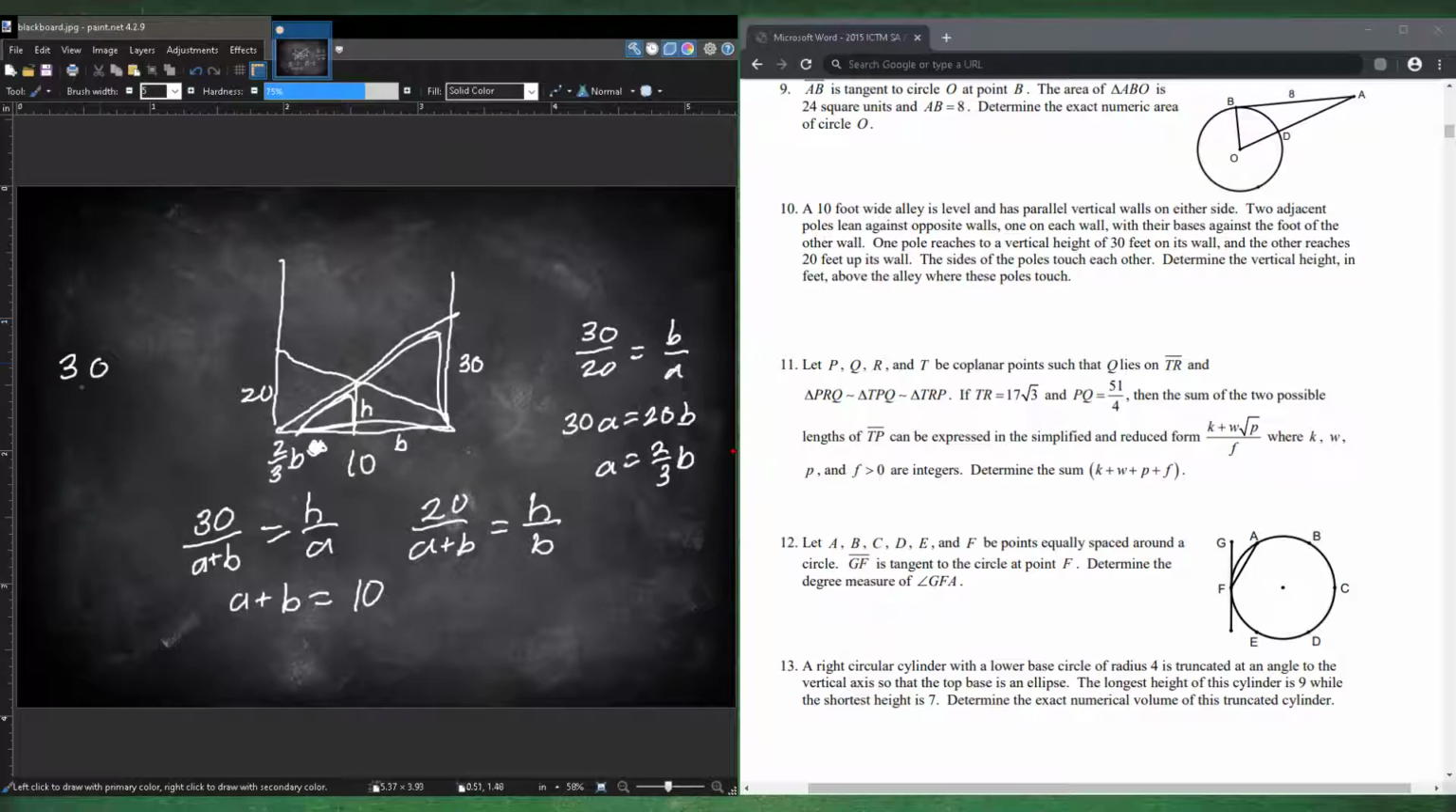So we know 30 over the entire length, which is 2 over 3B plus B. So that's 3 over 3 plus 2 over 3, which is 5 over 3B, is equal to H divided by 2 over 3B. So we could cancel out the B's, so we don't need that anymore. And then we just multiply this 2/3 to that side, and we could get our H. So 30 divided by 5 over 3 times 2/3. And we get our height is equal to 12. And that is our answer for number 10.